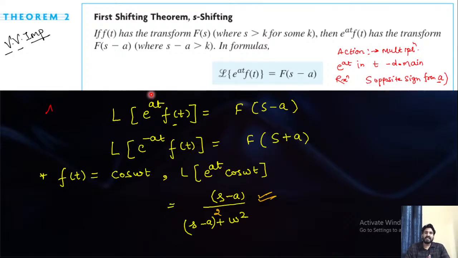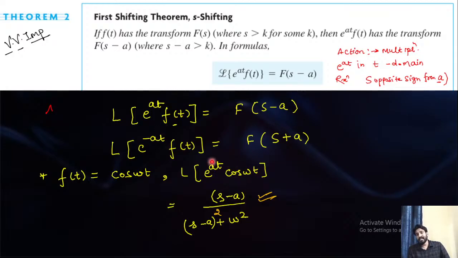Like, what is the first shifting property related to? It means that you are making a change in some domain and you are seeing the change in another domain. We have two domains, the time domain and the S domain. If you make a change in one domain, you will face a change in the other domain. What is the first shifting property? Just multiply e raised to power at with f of t. What change will you see in the S domain? You will see the change S minus a. You will see the a with the opposite sign of this coefficient. That's it, nothing else.